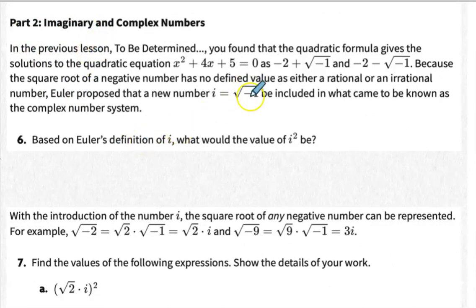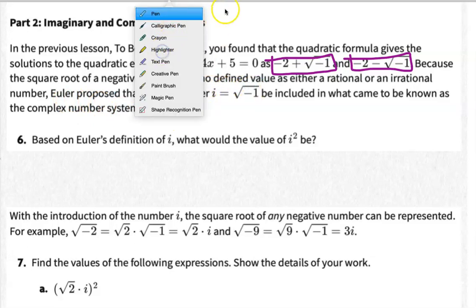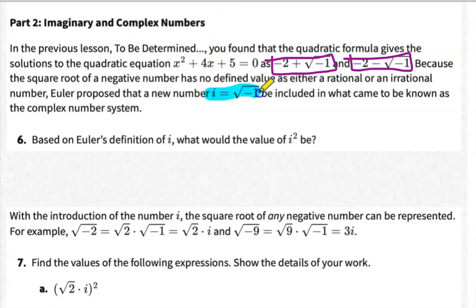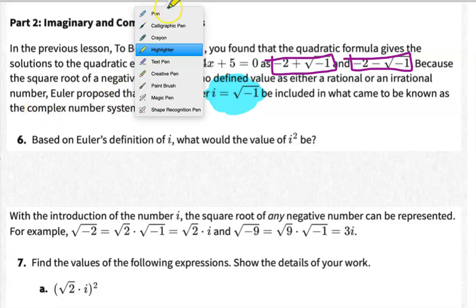So it says in the previous lesson, you found that the quadratic formula gives the solutions to the equation. So they looked at this equation and we end up with these big ugly solutions, right? They were not beautiful numbers. They ended up with this after solving. Because the square root of a negative number has no defined value as either a rational or an irrational number, Euler, who was a famous mathematician, proposed that a new number, i equals the square root of -1, be included. This is going to be the most important thing for us here today. i equals the square root of -1. Okay, and we call that the complex number system.